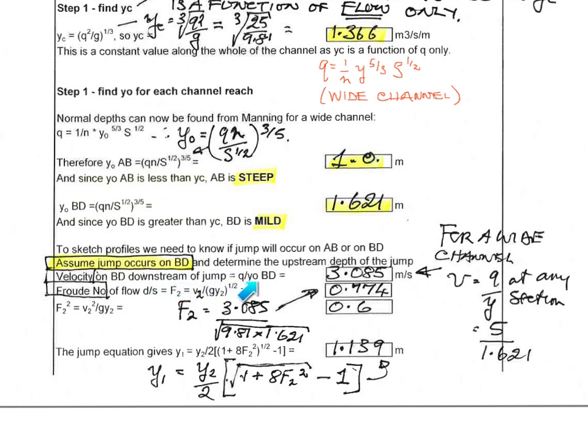Now the velocity on the downstream side is q over y. q is 5 cubic meters per second per meter width. y on the downstream side of the jump on BD is the normal depth that we've worked out here, 1.621. So the velocity is 3.085. The Froude number is the velocity over root gy, so this is the velocity over root g times y again, which is the normal depth on BD. So we've got the Froude number, we put it in the jump equation, and the depth we get is 1.139.